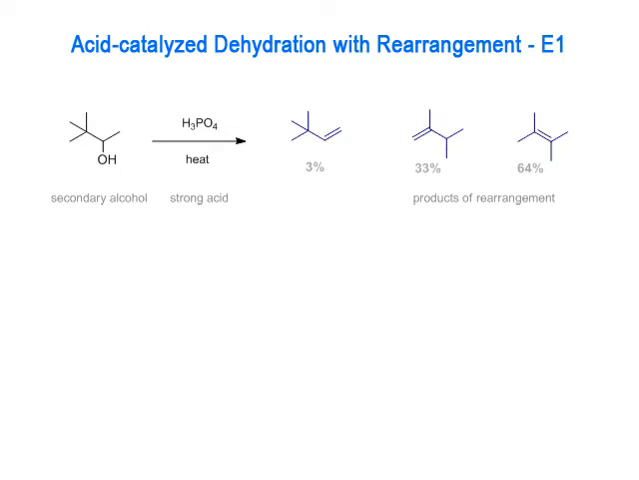rearrange to a tertiary cation to change the skeleton of the starter material and give products in which the backbone seems to be different. This example shows the secondary alcohol giving 3 different alkenes, 2 of which show the products of rearrangement. However, the outcome is still governed by Zaitsev's rule, in which the more highly substituted alkene is favored.